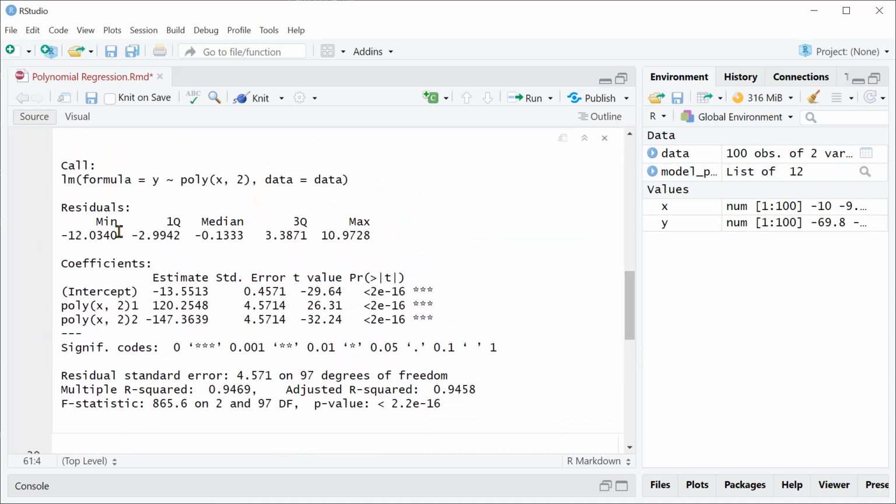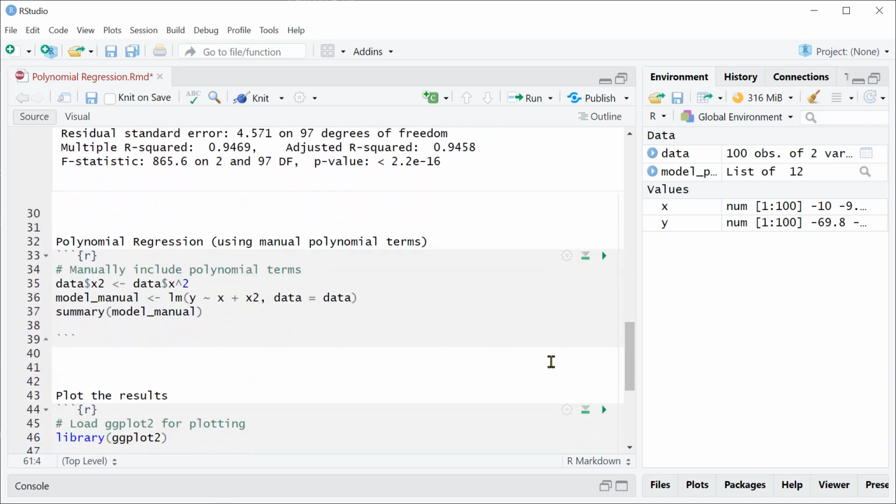So the coefficients of the model are actually not interpretable. However, we can see that the adjusted R squared is 0.94, which is extremely high. This indicates that the model is effective at explaining the variation in y.